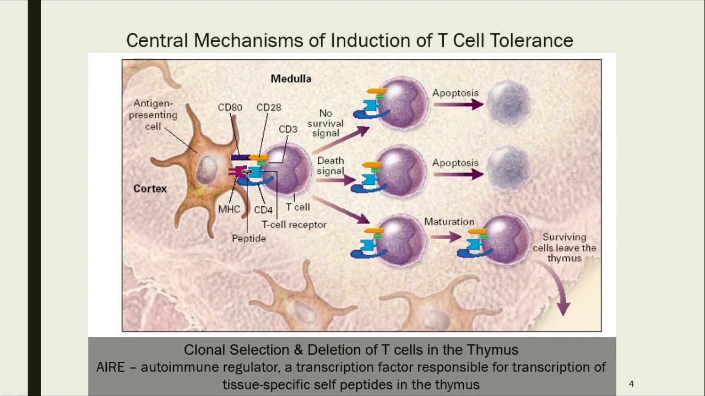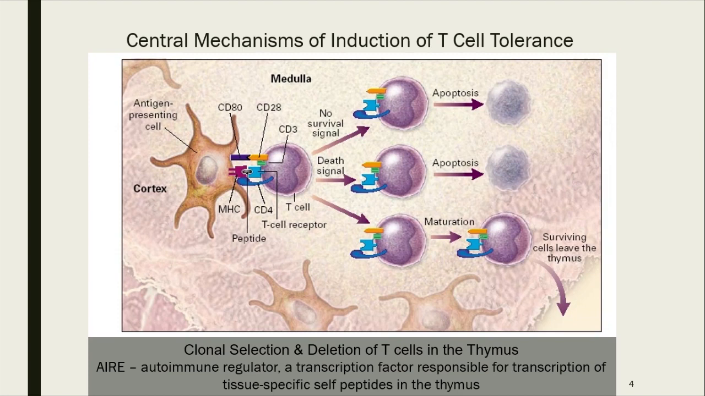So we're going to first look at T cell tolerance, and then we're going to look at B cell tolerance later. Now remember, we talked about the development of T lymphocytes, we talked about clonal selection and deletion. So these are the general big principles behind T cell tolerance, really.